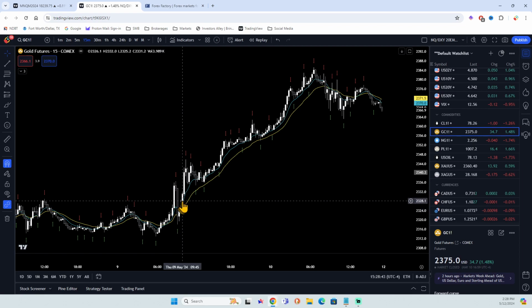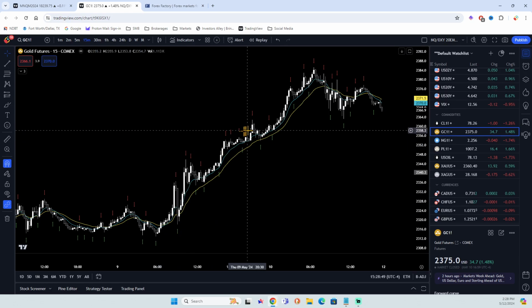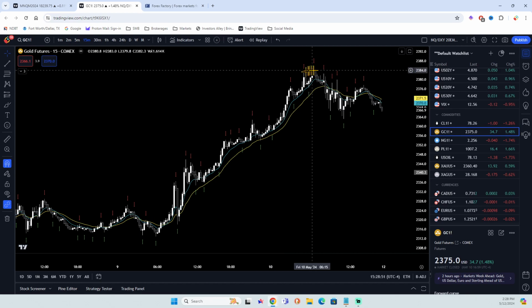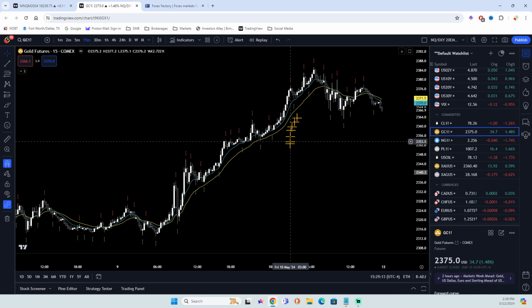But anyway, as you can see, this is like May the 9th at like 9 a.m. And this thing kept going up and up, and we didn't get a close below this 9 EMA until the next day pre-market, or even if you wanted to wait till it closed below the 20, it's still pre-market the next day, and that's a really nice gain.